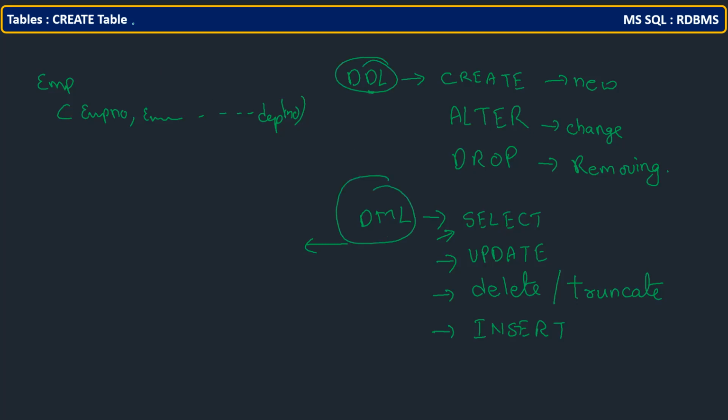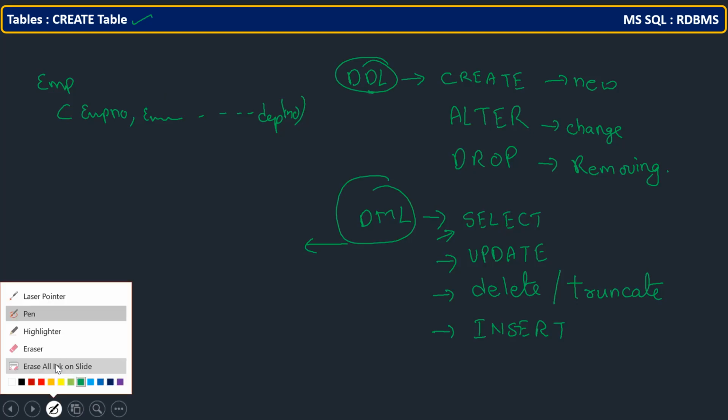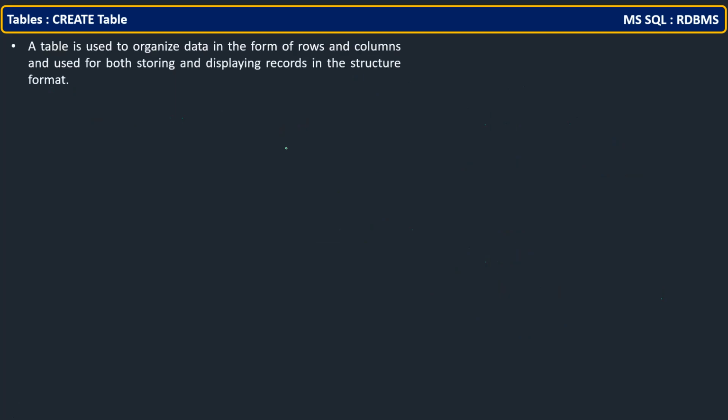Now let us try to see what is actually create table. How you are going to create a table in MS SQL actually. Hope this part is clear. Don't worry. One by one, everything we will see. Okay. Now, if you come to create a table, table is used to organize data in the form of rows and columns and used both storing and displaying records in the structured format.